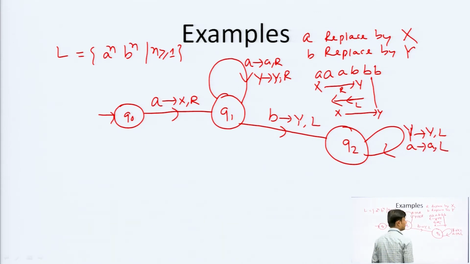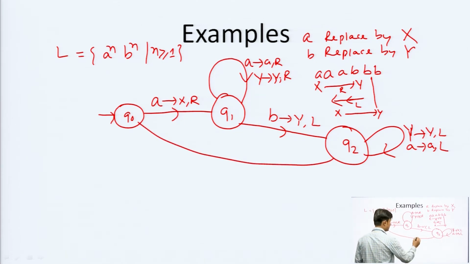So, Y, A, then when X comes, when you find X, then you go to the initial state. When X is there, then X R. So, this is X R. Then after here, when you do not find any A, you have replaced all A to X, all B to Y, you just have to go to the final state.